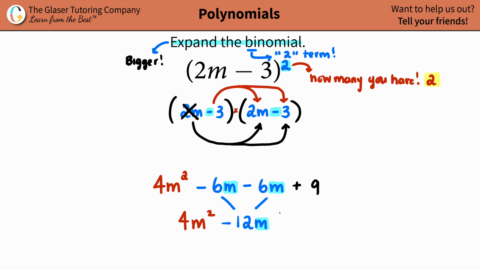And now, let's just finish it up with a +9, and that's it. Can't simplify it anymore, so you're done. 4m squared minus 12m plus 9 is the full expansion. And that's the answer.